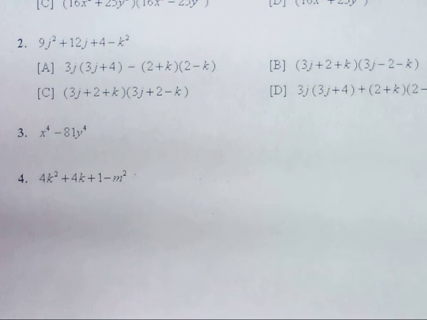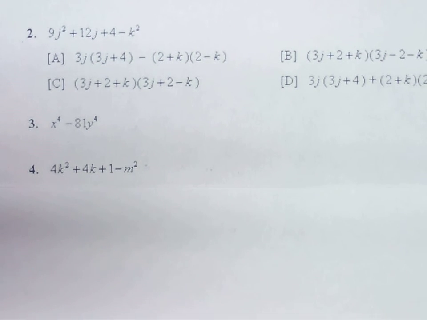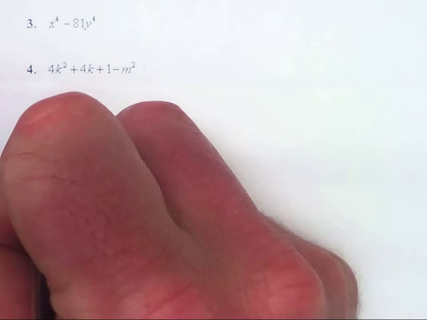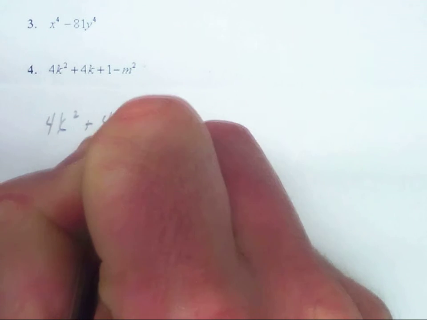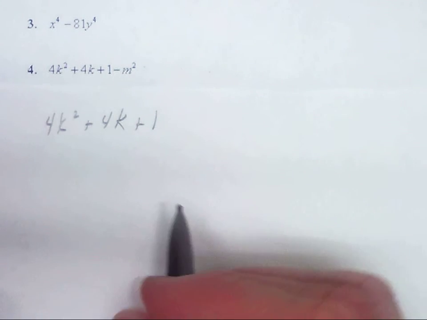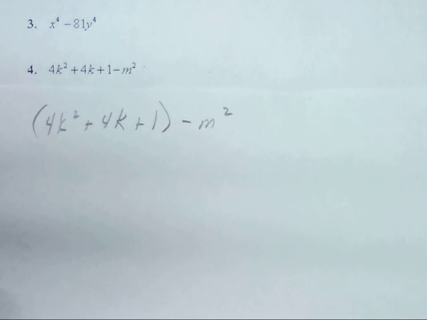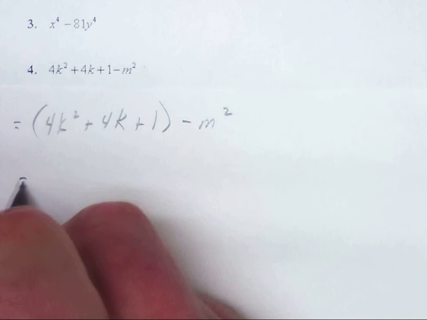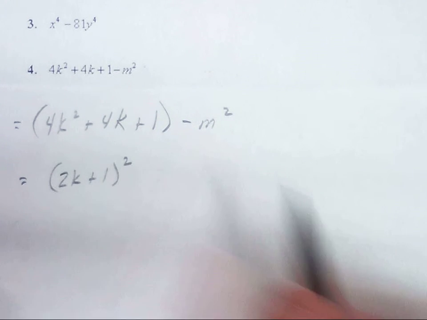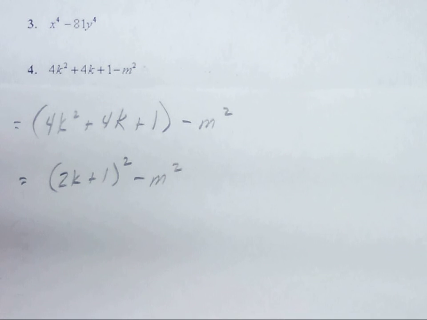Let's do one more. For number 4, we need to recognize again that this 4k squared plus 4k plus 1 is a perfect square trinomial. And we're subtracting this m squared term from that. So I'm going to factor this perfect square trinomial to 2k plus 1 squared. And I still have my minus m squared term.